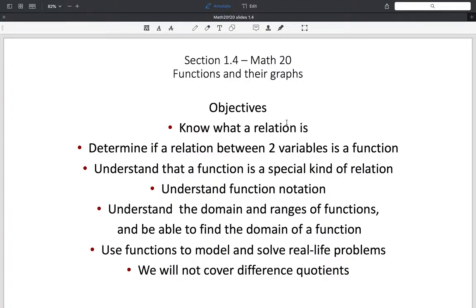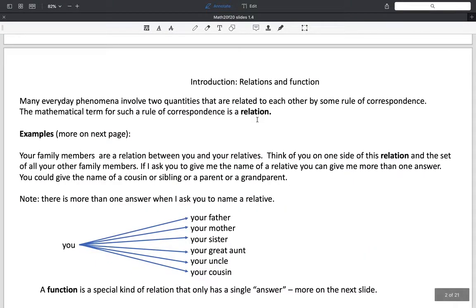You want to understand function notation. That's that f of x that you may have seen. You want to understand the concepts of domain and range and be able to find the domain of a function. We'll talk about range a little bit, and later on in another day, we'll get into it in more depth. And we want to use functions to model and solve real-life problems, i.e. word problems. And we will not cover difference equations, which is in the text, so you don't need to read that section of 1.4.